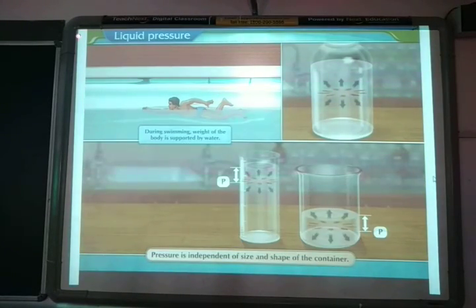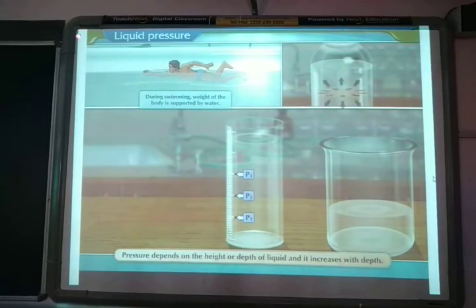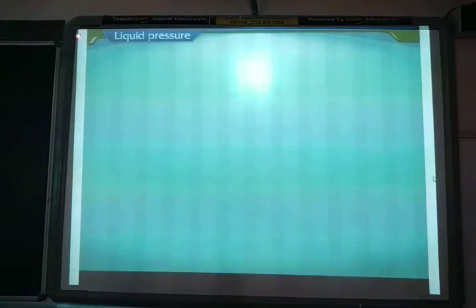Pressure is independent of size and shape of the container, but it depends on the height or depth of the liquid. Pressure increases with depth. It also depends on the density of liquid.